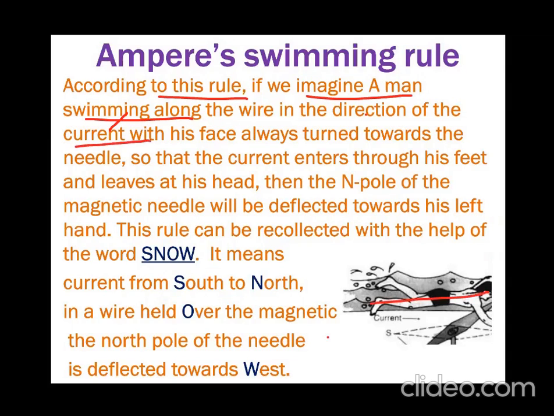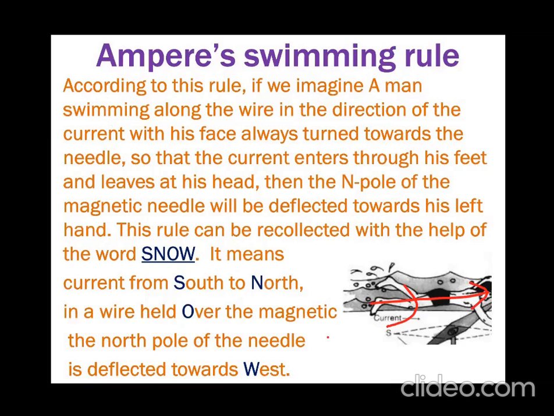The person is swimming in the direction of the current, such that the current is entering from his feet towards his face. So the person is swimming in this direction such that the current is entering from his feet and leaving at his head, right? This is the direction of a person who is swimming, right?